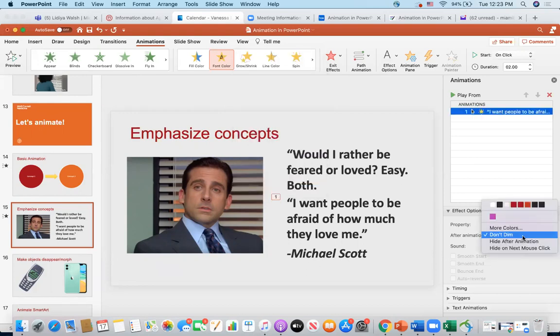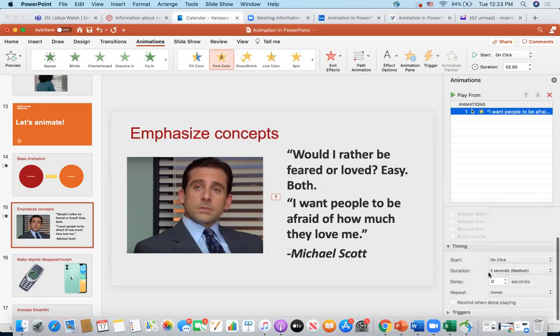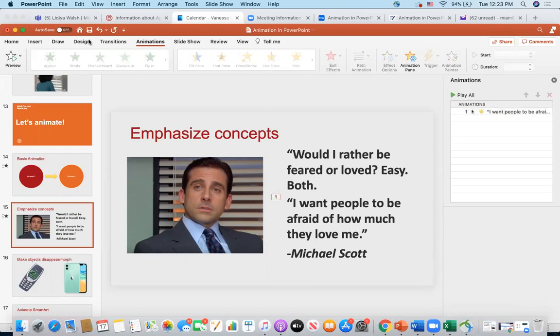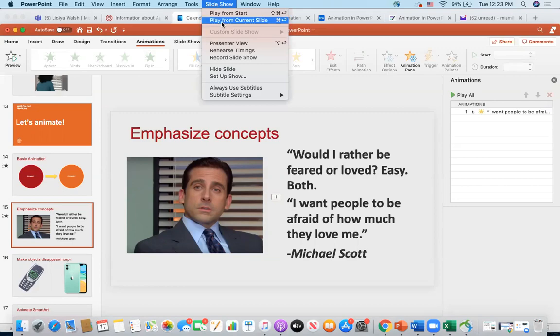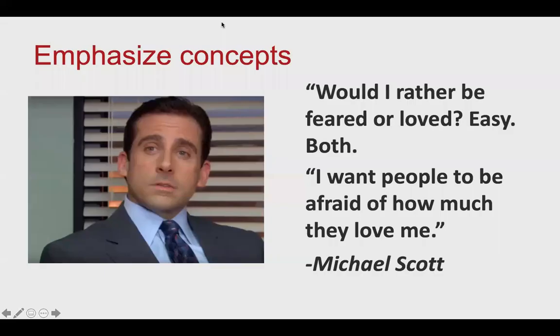And again, I can choose for the animation to go away after I'm done. I'll keep it on there. And I've got the timing again. So I'm going to leave it on a click, and maybe I'll make it just a wee bit faster. And again, you can check things in the preview of how it's going to look. But if you really want to test the clicks and things like that, you want to go into slide show mode and play from the current slide. So I'm clicking my space bar to make sure that everything works and it looks good.